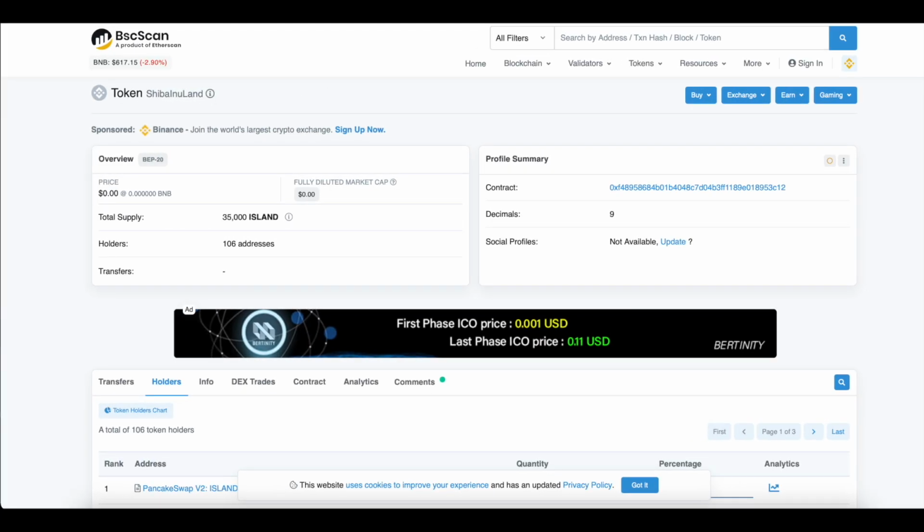Guys, I know how much you like it when I review projects in the early stages, and the Shiba Inu Land project suits us perfectly. After all, the listing took place quite recently. At the moment, the token has 106 holders, and the team plans to launch a large-scale marketing campaign very soon. Therefore, you need to have time to buy at a favorable rate. Probably there will never be such a price as today. But first, let's analyze the project itself.